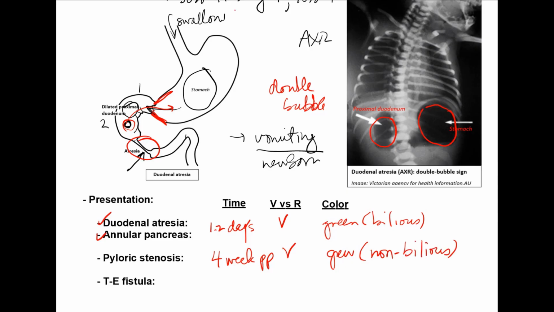TE fistula has a blind-ended proximal tube with the distal tube going into the trachea. This then presents on the first feed when the milk goes into that blind-ended tube and immediately comes out again. So the time is the first feed, and this is not vomiting, this is more regurgitation, a passive bubbling up of fluid, mostly from the esophagus. And the color will be that of milk, which is what the patient is trying to swallow.